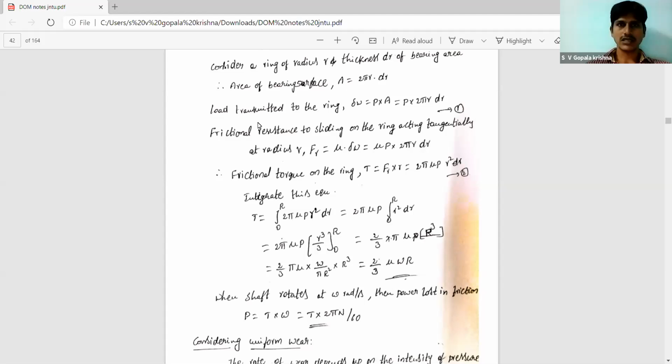And now, similarly, take the load transmitted to the ring. How much load is transmitted to the particular ring? Directly we cannot take the total value, so we consider one small strip or one small ring.